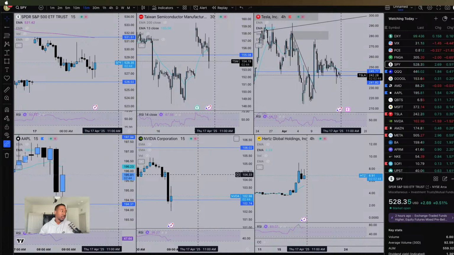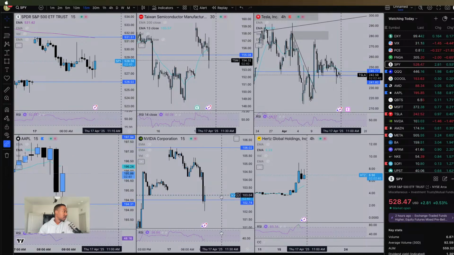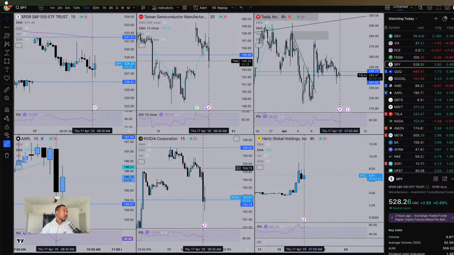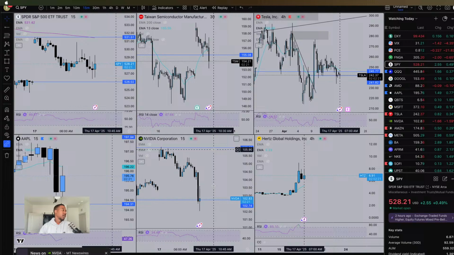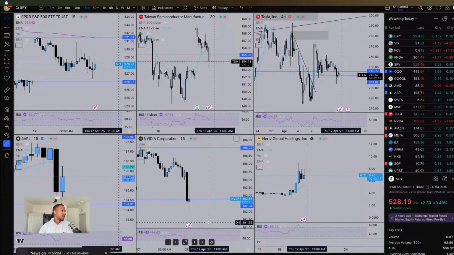What's your levels for Nvidia? Looking on this time frame, from here 103 and probably about, let's say, 104. It's just going to be every dollar. So 103, 104, 105, and 106. The major one would probably be 106, but we'll have to see how things hold up here.